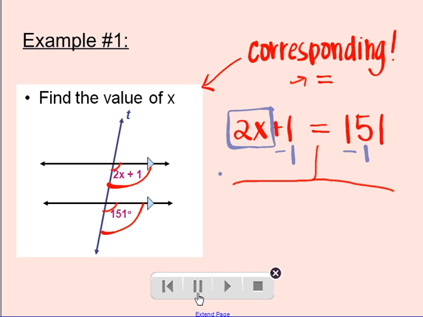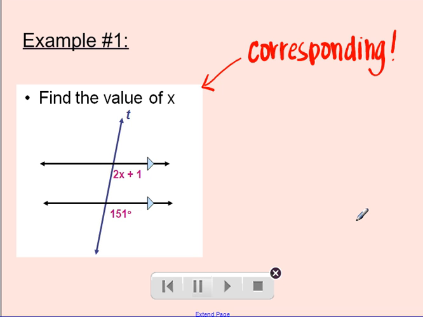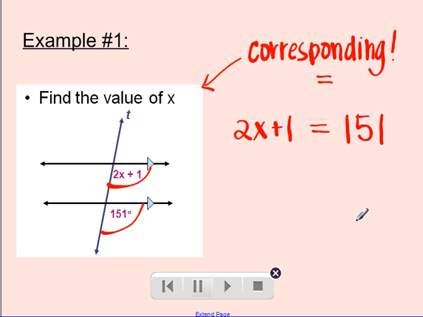This is algebra skills, you guys can do this. And oh dear, what have I done? Hang on, give it a minute. I clearly don't know how to work my smartboard. This gives you time to write it down. Hang on. 2x plus 1 equals 151. This is what I get for trying to record things ahead of time, isn't it?